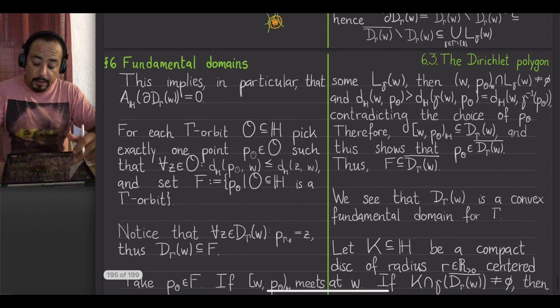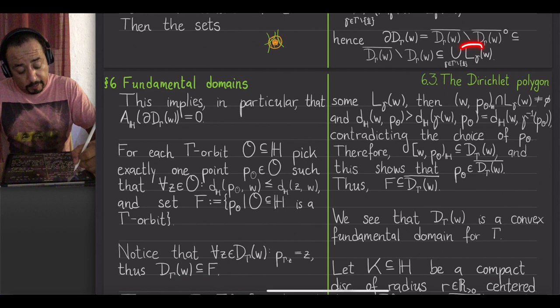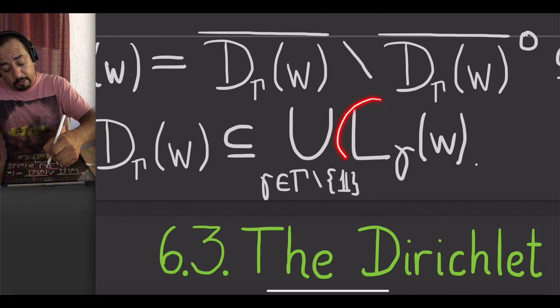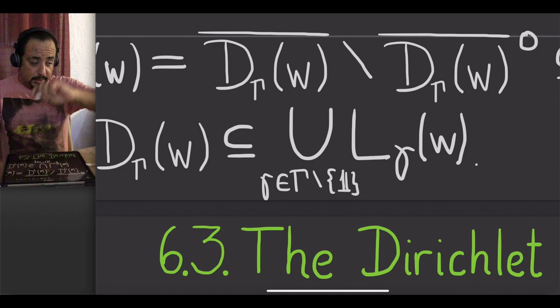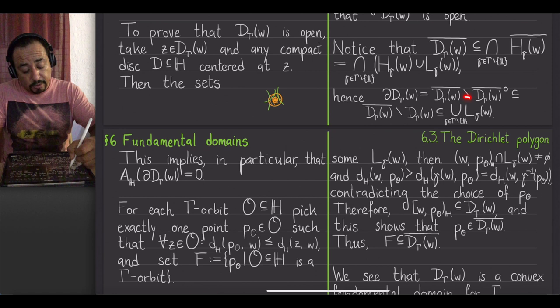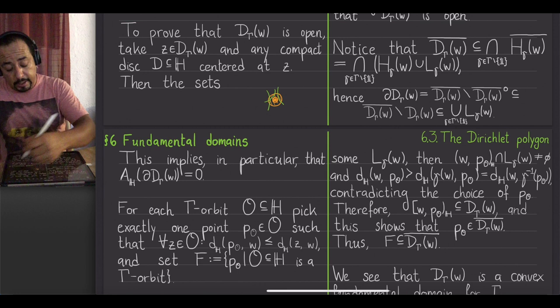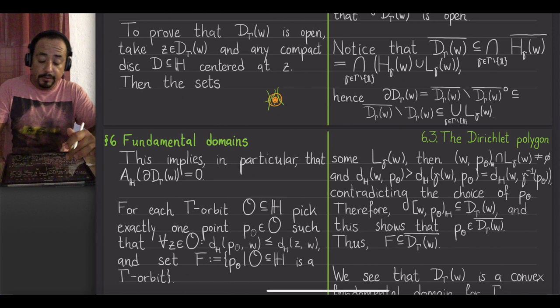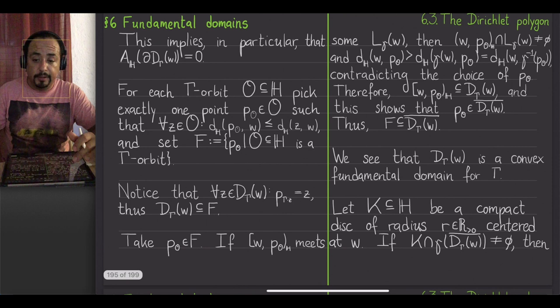Okay. Now, gamma is countable. And so what we have here is then countably many shortest curves. Any given shortest curve has zero hyperbolic area. Another exercise. So this one has area equal to zero. So the boundary of the Dirichlet polygon has zero hyperbolic area, which is a requirement in order to be a fundamental domain. It's part of the definition of being a fundamental domain, having zero hyperbolic area.